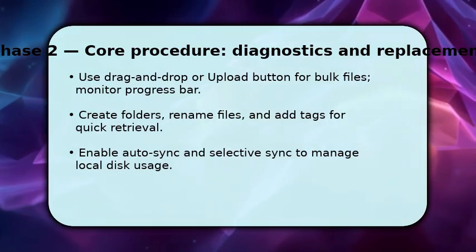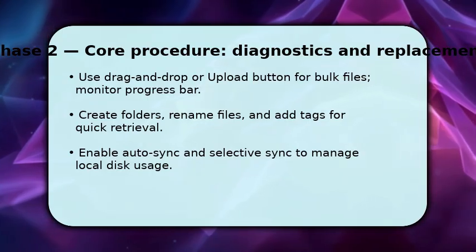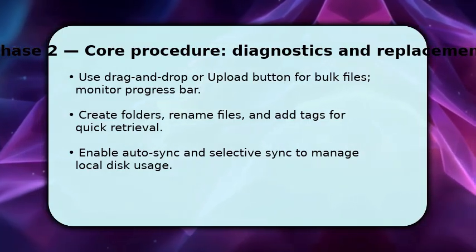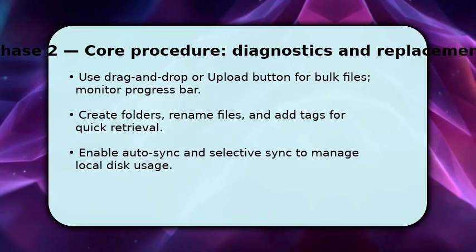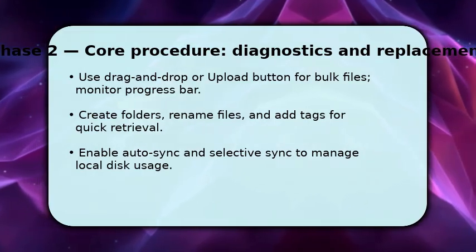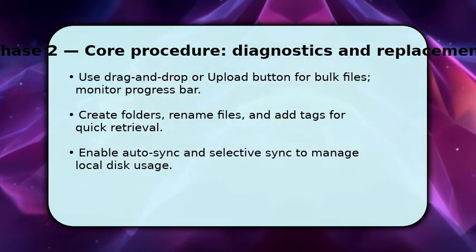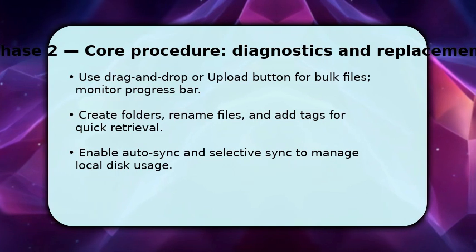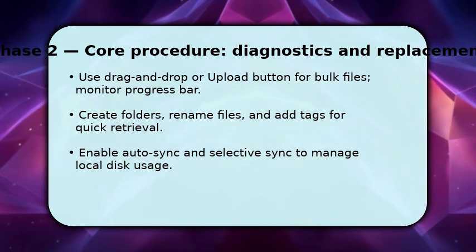Next, enable auto-sync so new photos and documents back up automatically. Use selective sync to keep large folders off your local drive when space is limited. By organizing first and syncing selectively, you minimize duplicate uploads and preserve local storage effectively.